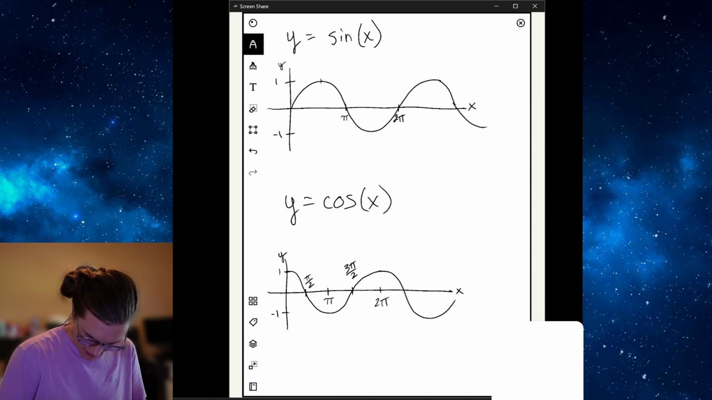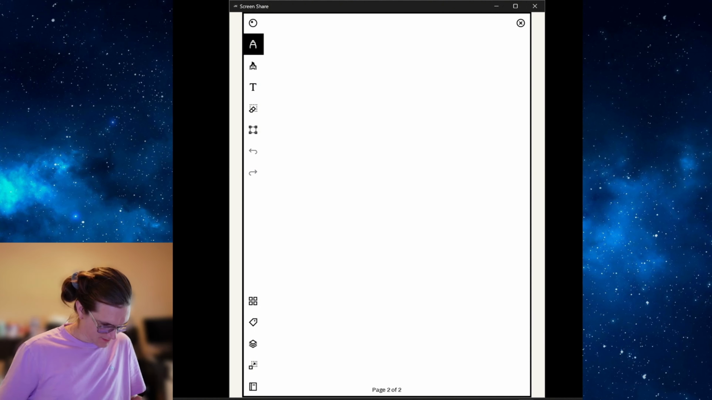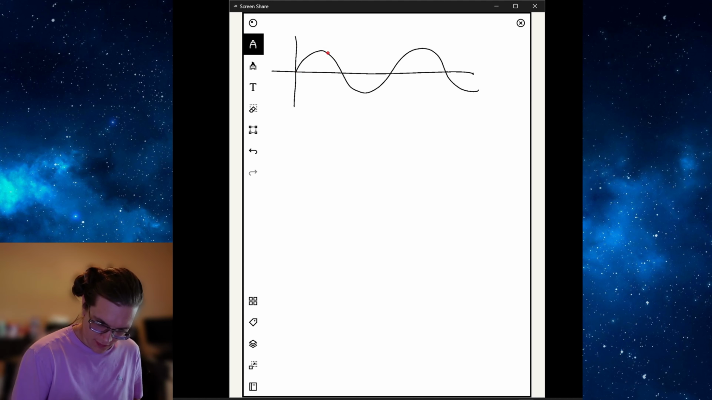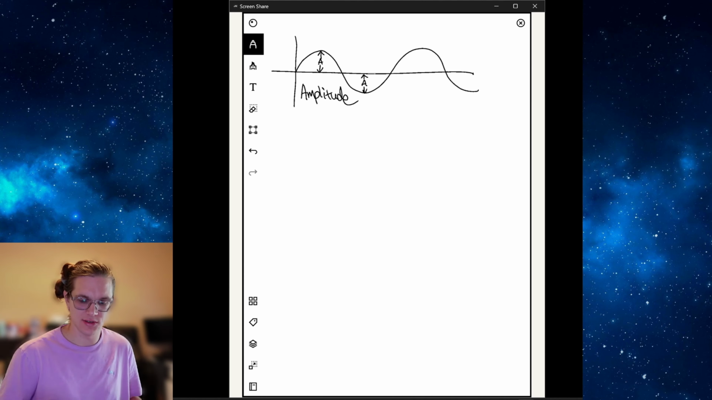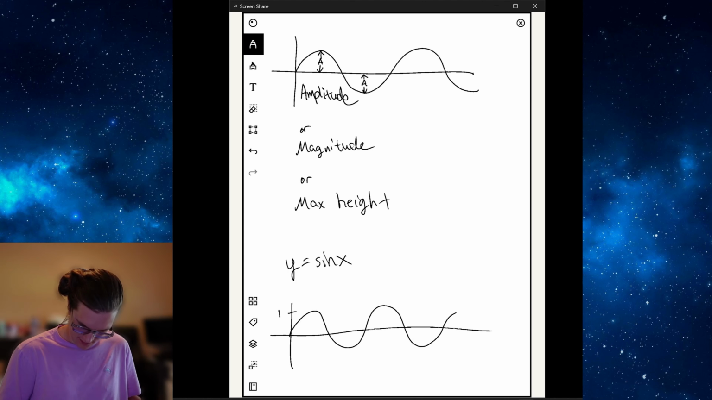We have pi over 2, 3 pi over 2. So we're all about graphing trig functions on the xy. The parts of the plot here are this distance right here, amplitude, which is going to be the same distance here. The amplitude or the magnitude, the max height of this wave, is this a value. So on the regular sine of x plot, that amount is 1.